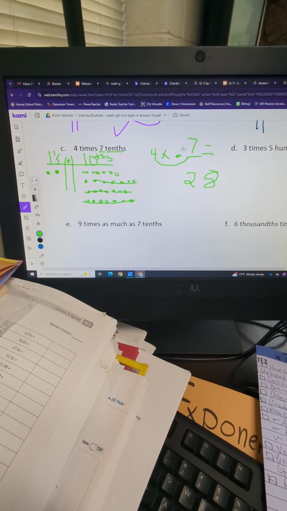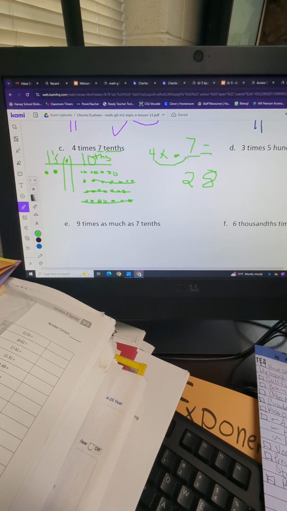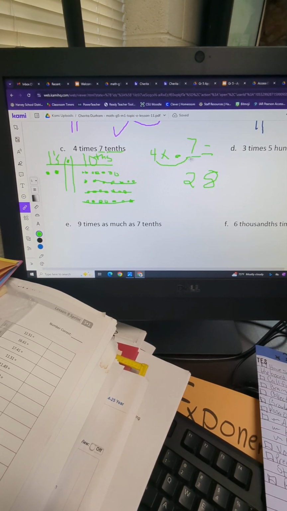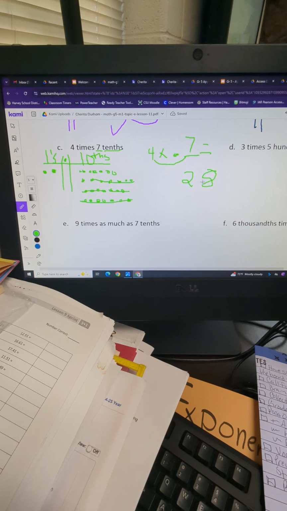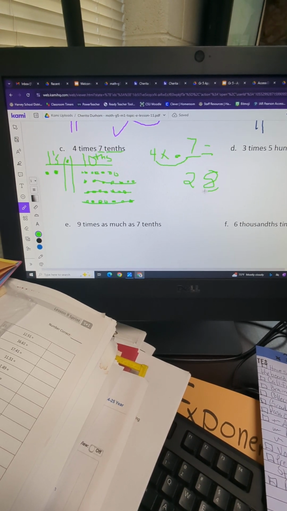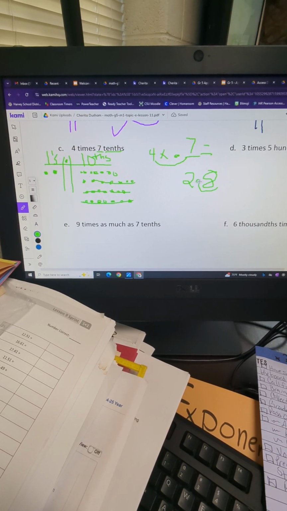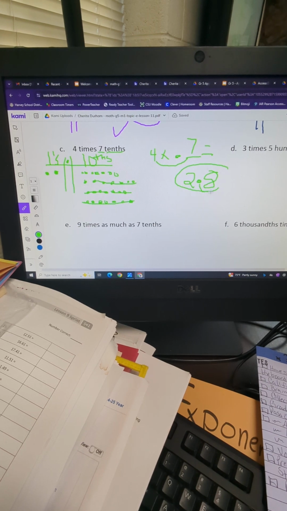So we have to count how many place values are behind the decimal. On this side, we have 1 place value behind the decimal. On this side, 0. So we're going to move our decimal 1 place value. Take your decimal, move it 1 place value. The answer here is 2.8.